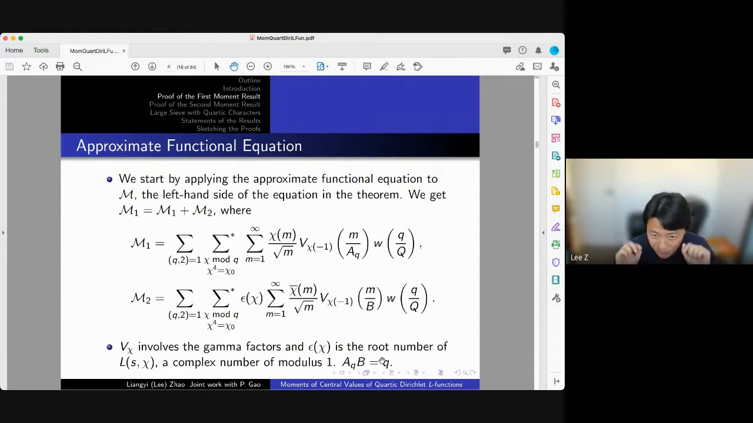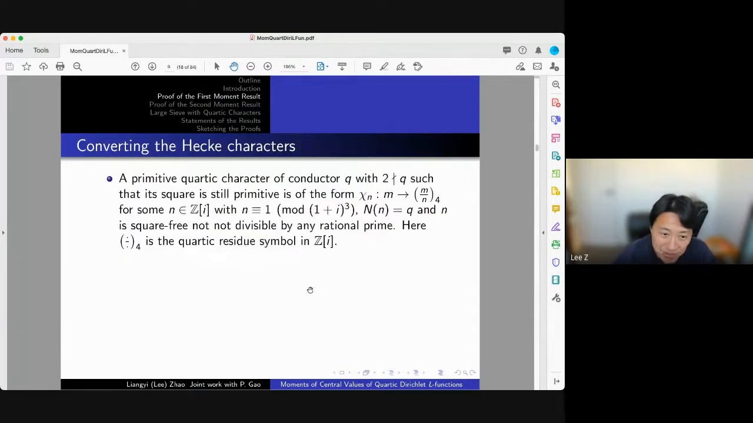All right, so hit the L(1/2, chi) with the approximate functional equation. We have these two sums. So let's look at M1 first. In fact, both M1 and M2 will be subject to this transformation, and this is an important lemma. What it does is the following. It transforms, or rather, it recasts the Dirichlet character chi as some other character, some Hecke character.